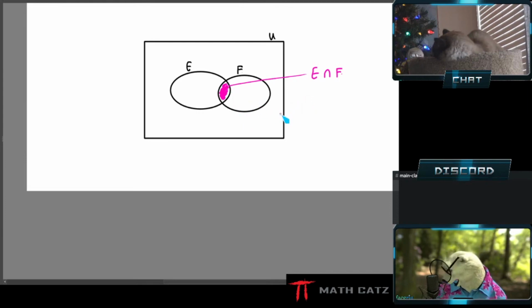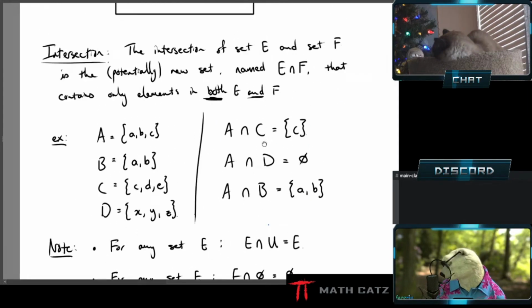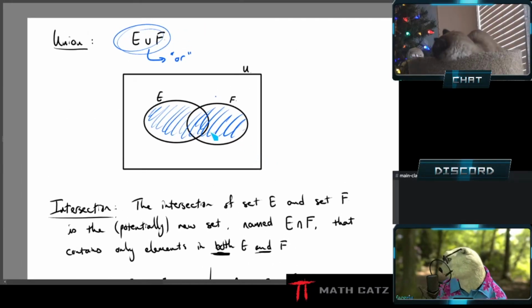And of course, then compare that with our union visualization up here, where the union doesn't discriminate. It says, everyone's welcome. Come join the party. Throw them all together. Mix them up. Doesn't matter where you come from, as long as you're somewhere in these sets.